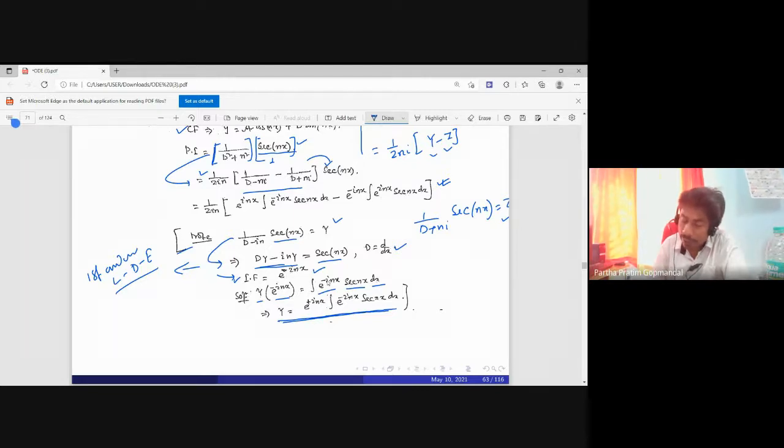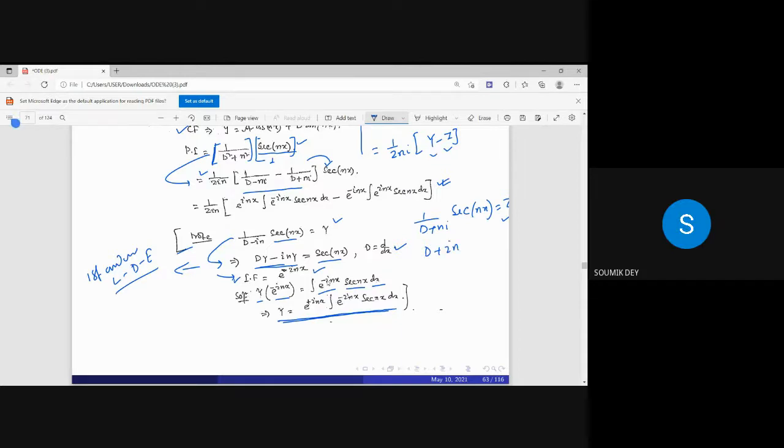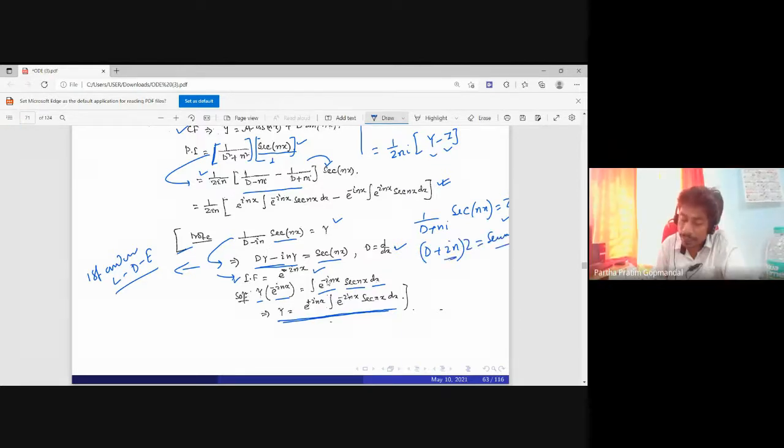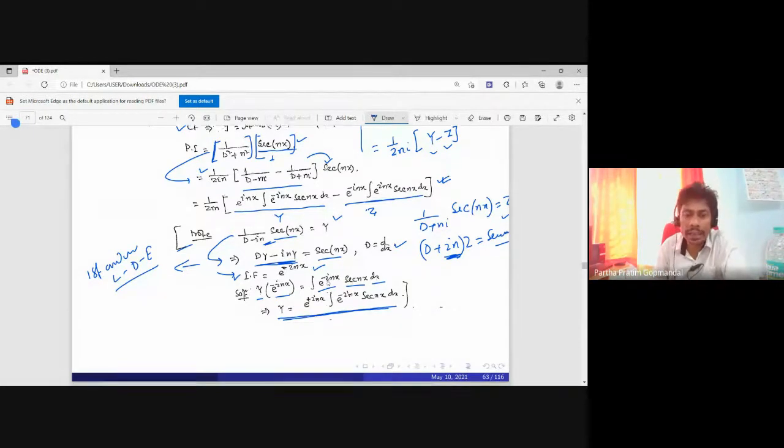For Z, the differential equation turns out to be (D plus in) Z equals sec nx. So replace n by minus n. Here it was minus, here it is plus. So replace n by minus n, that's it. So one particular integral is this one, another term is this. So this is Y, this is Z. Now the remaining part is simple integration. I hope you can do that, even though I have shown that in the next slide.